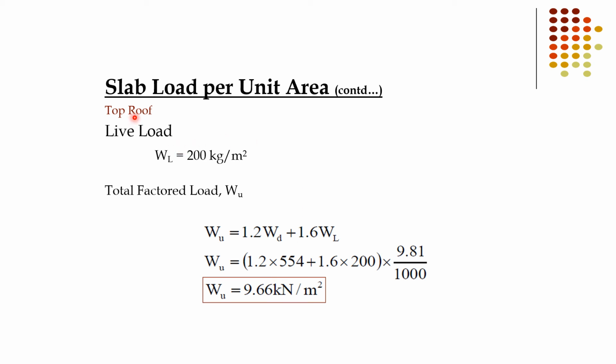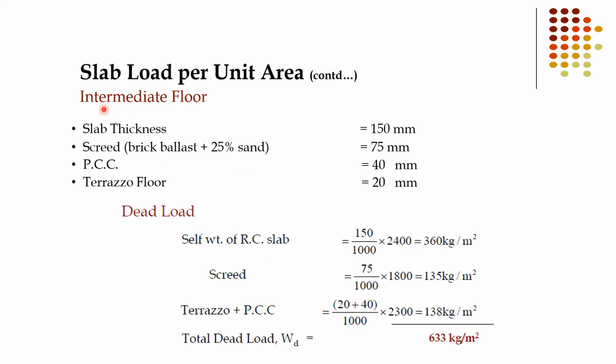Now the load calculation for intermediate floors, or the center story floor. For the intermediate floor, the slab thickness is 150 millimeter, screed or brick ballast plus 25% sand, the total thickness will be 75 millimeter. There is PCC, plain cement concrete, 40 millimeter, and on PCC there will be tarazu in the common language, that is called chips. Tarazu floor is 20 millimeter.